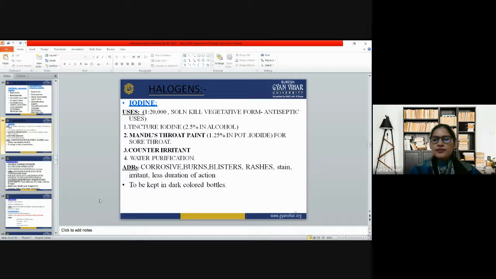The adverse effects of iodine include corrosive burns, blisters and rashes. It can leave stains and cause irritant actions. It has a short duration of action, and it has to be kept in dark colored bottles.